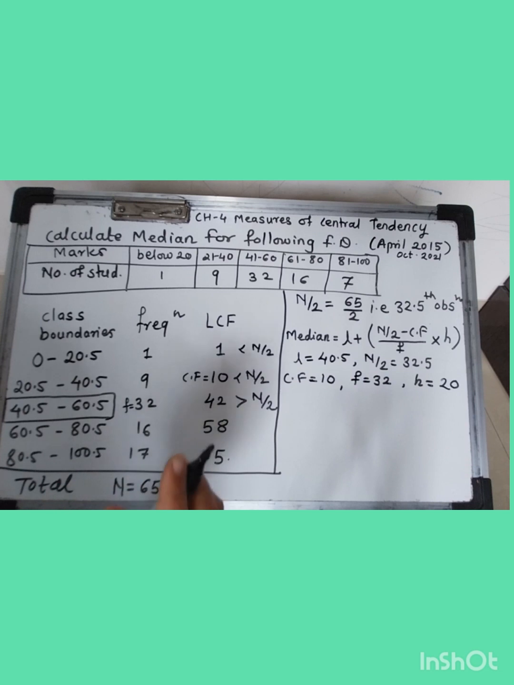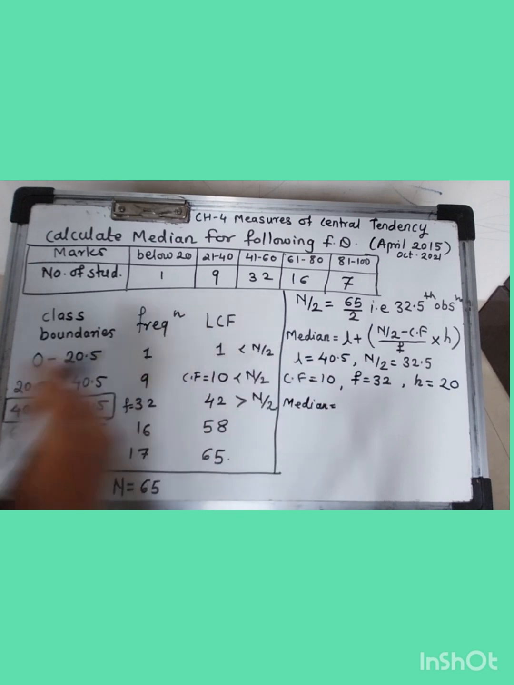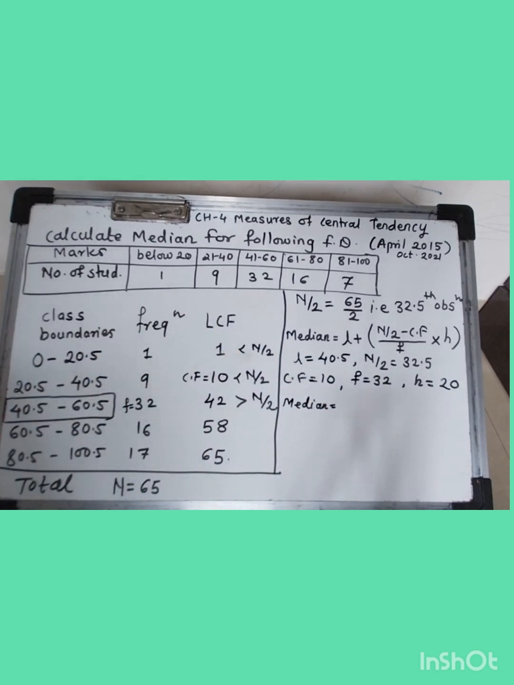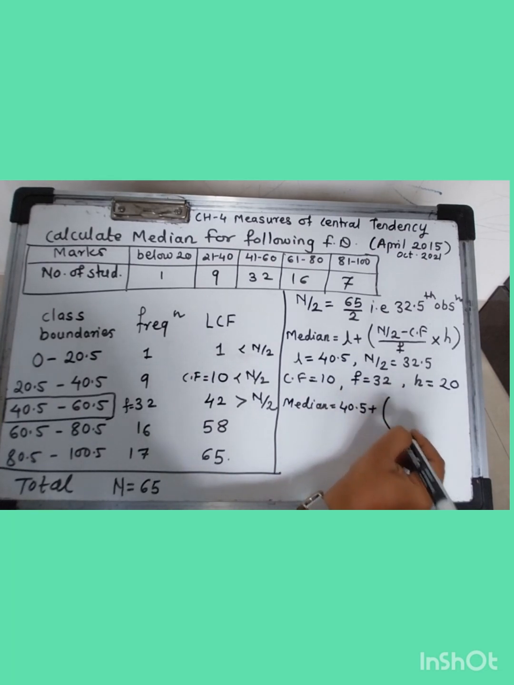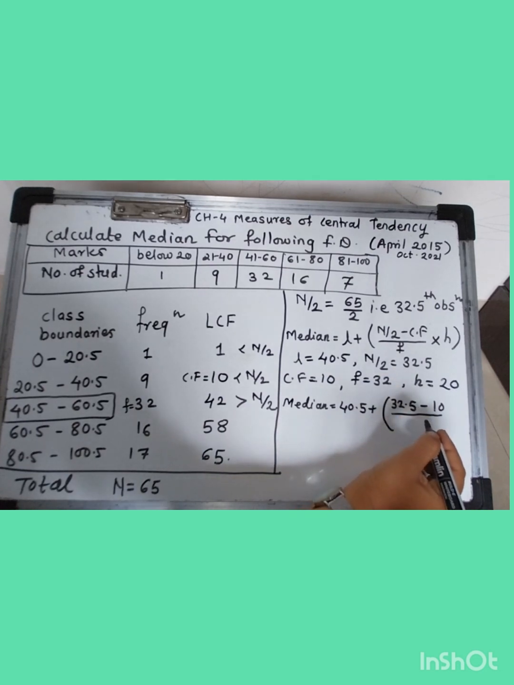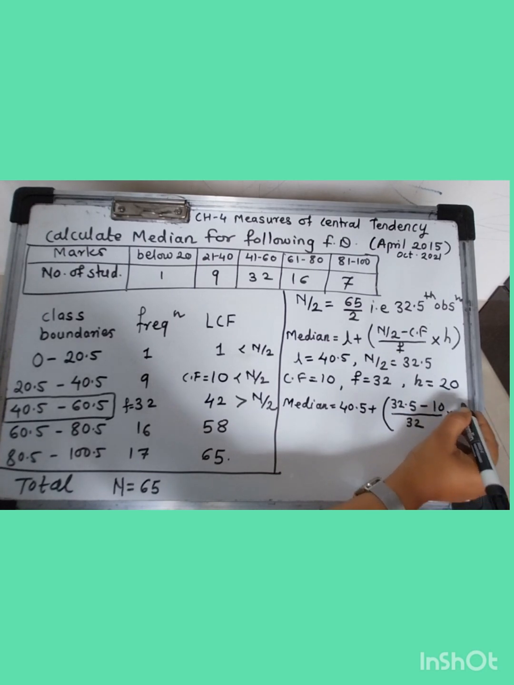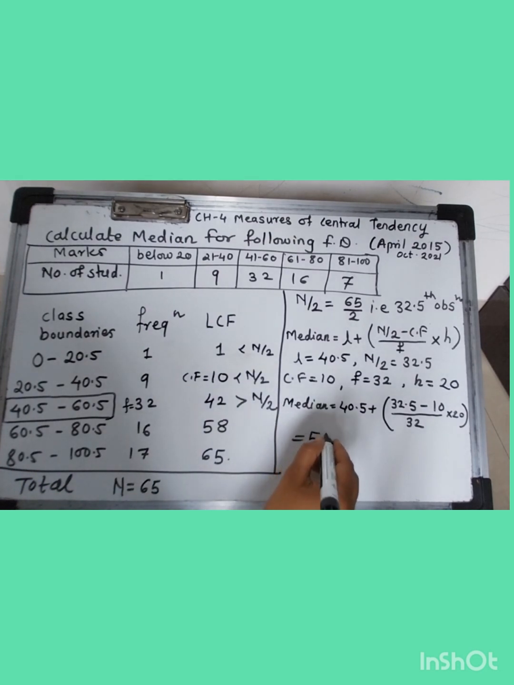Okay. See, median equals, put all the values, 40.5 plus 32.5 minus 10 upon 32, F into 20. See, put all values in the calculator and find it out. So median is 54.56. Okay, this is my answer.